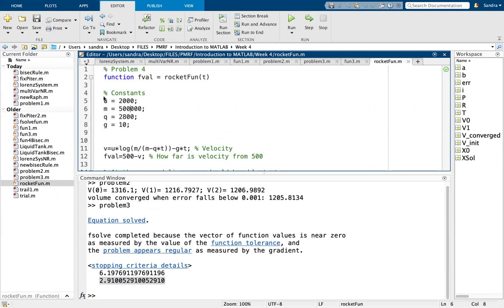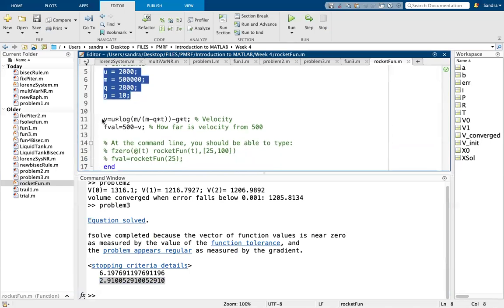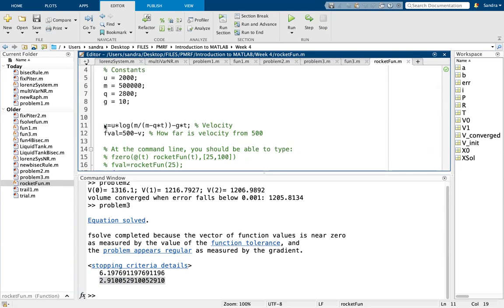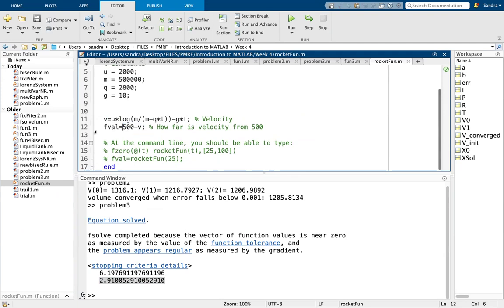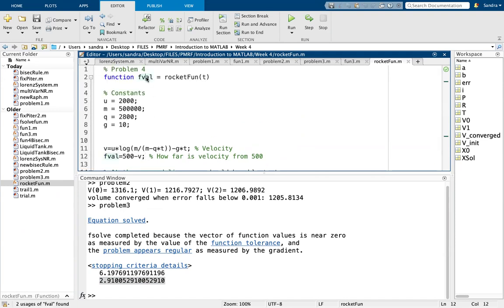Okay. So first we have all the constants u, m, q, g, and everything. And this is how the function value should be. As I said earlier, this is the function that is given to you in the question, right? So you can either do this function minus 500 or 500 minus this function. That is not a problem because ultimately this has to go to zero. So here I'm writing 500 minus v as my function.